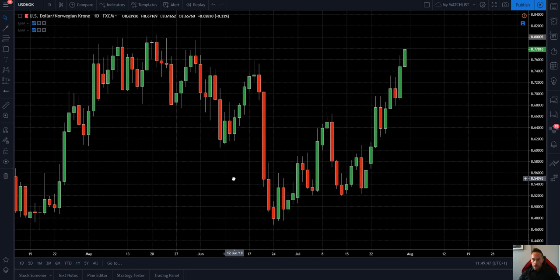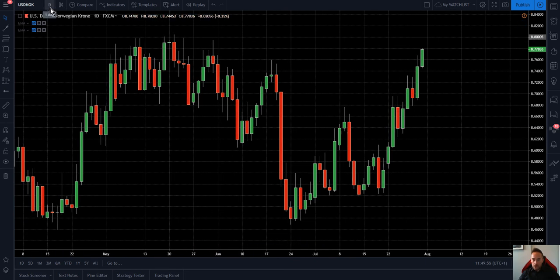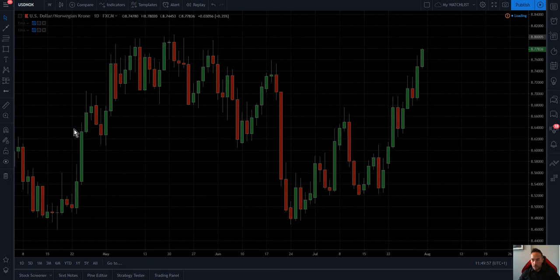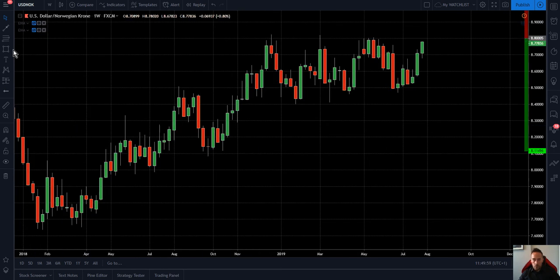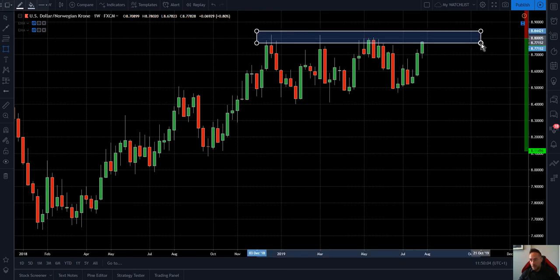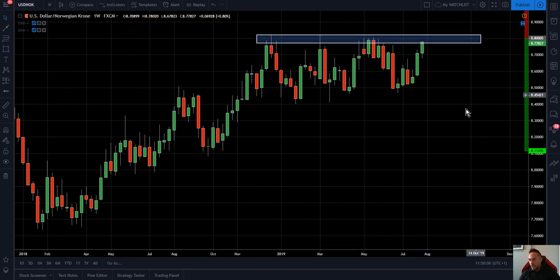So, regardless of what happens, well, is it regardless? We'll see. There is a very strong area on dollar NOK where sellers have continually come into the market, and that's around about 8.8.